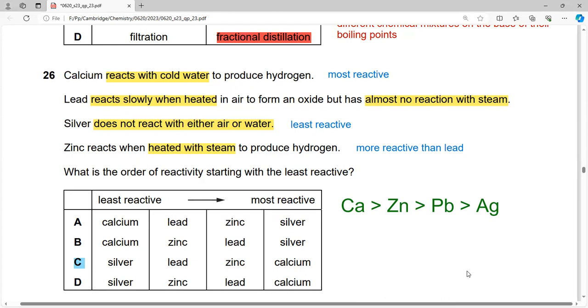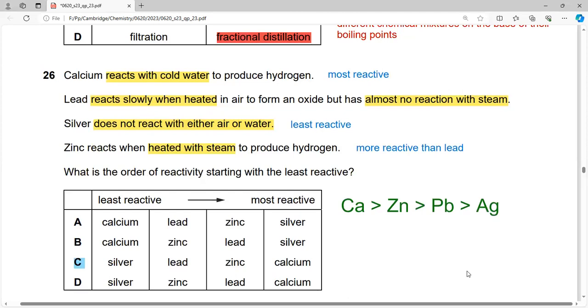Now, zinc reacts when heated with steam to produce hydrogen. You can see that lead is not reacting with steam, while zinc is reacting with steam. So zinc is more reactive than lead, and silver is less reactive than lead because it's not reactive. In this way, we got the sequence: calcium is the most reactive, then zinc, then lead, and the last one is silver.